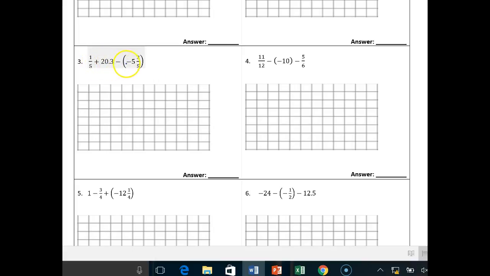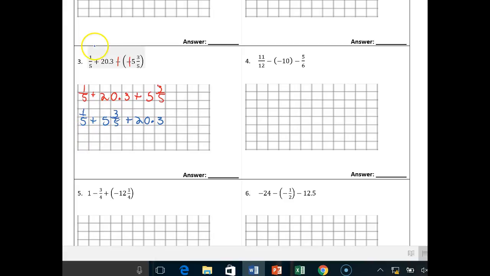1/5 plus 20.3 minus negative 5 and 3/5. So first of all, plus positive. So this becomes 1/5 plus 20.3 plus 5 and 3/5. Hopefully immediately you say, hey, I want to use commutative property and rewrite this. So 1/5, put that with 5 and 3/5 and plus 20.3. Hopefully you realize that the 5 and 3/5, well, I can add the 1/5 plus 3/5, right?